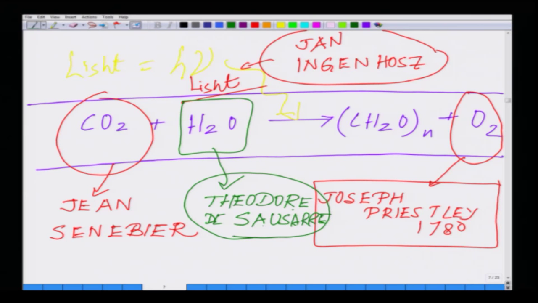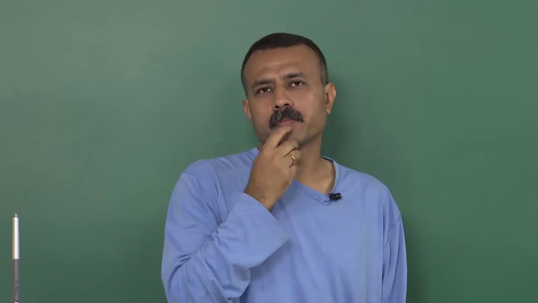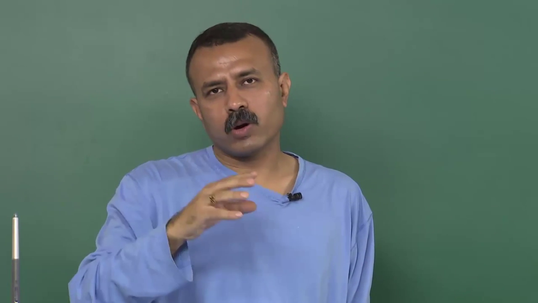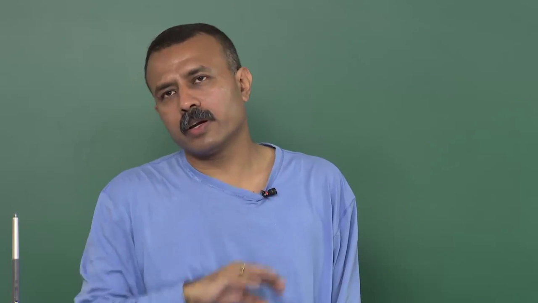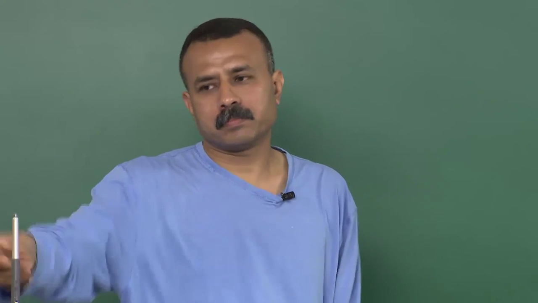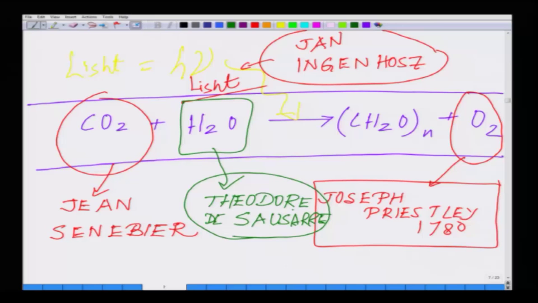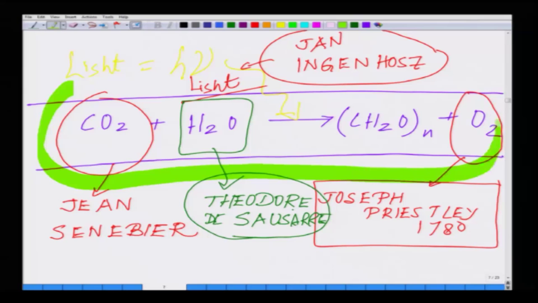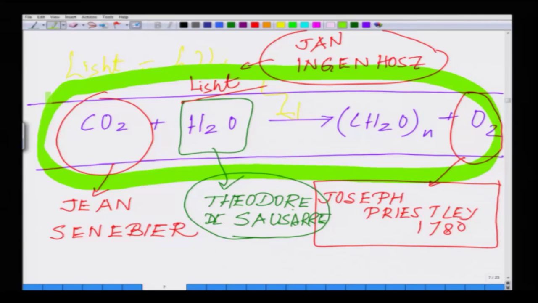And this whole reaction, carbon dioxide plus water in the presence of light forming carbohydrate plus evolving oxygen, was completely put in place by Mayer. So, this whole thing, there is a transformation of light energy into chemical energy, was by Julius Robert Mayer.